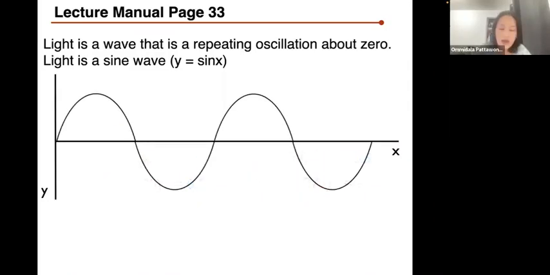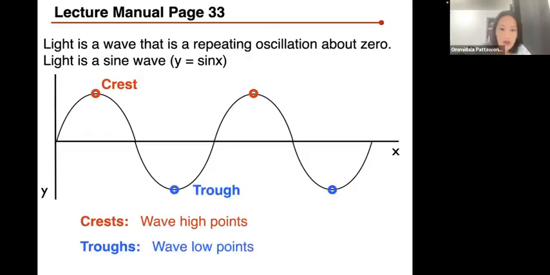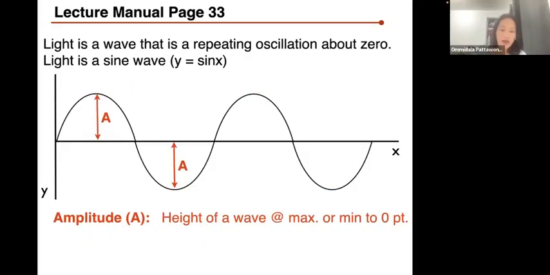Next, we're going to take a look at the properties that come with this wave function. The highest point is what we refer to as the crest, and the lowest point is the trough. The height of a wave measured from the maximum point, or the minimum point, to the 0 point is what we call amplitude. For a sound wave, amplitude tells you how loud it is, so a higher amplitude represents a louder sound. For electromagnetic radiation, the amplitude tells you how bright the light is, so a bigger amplitude represents a brighter light.